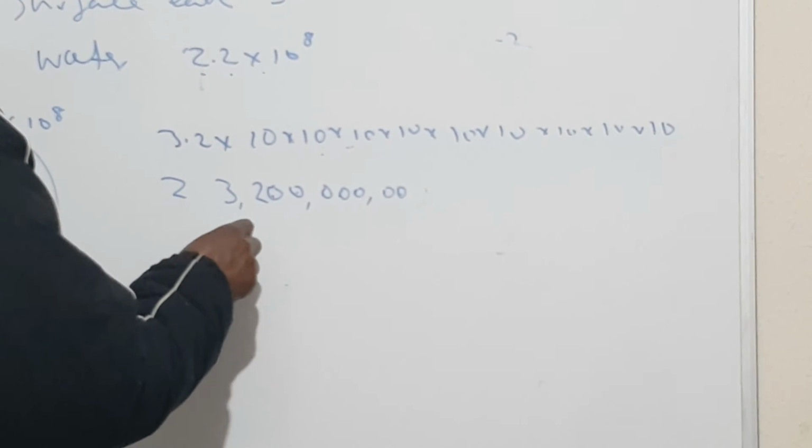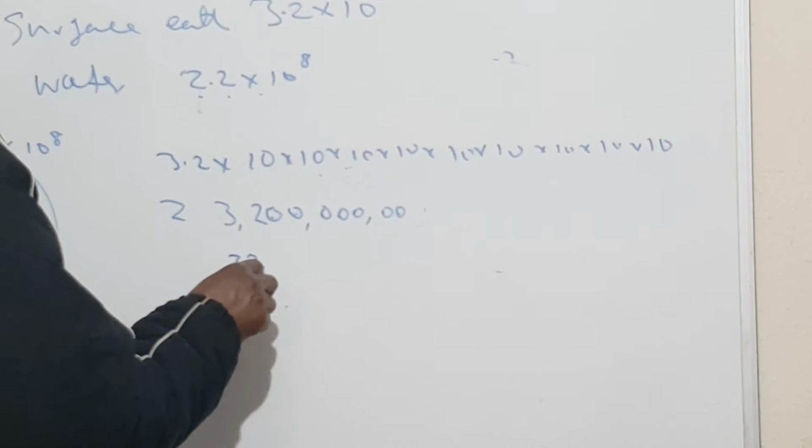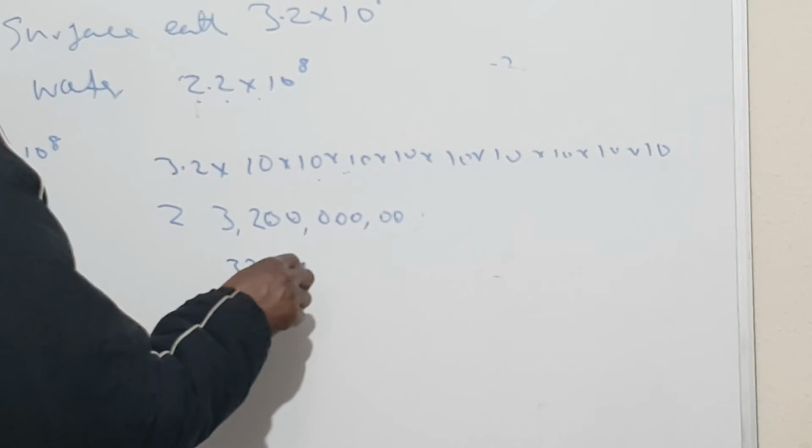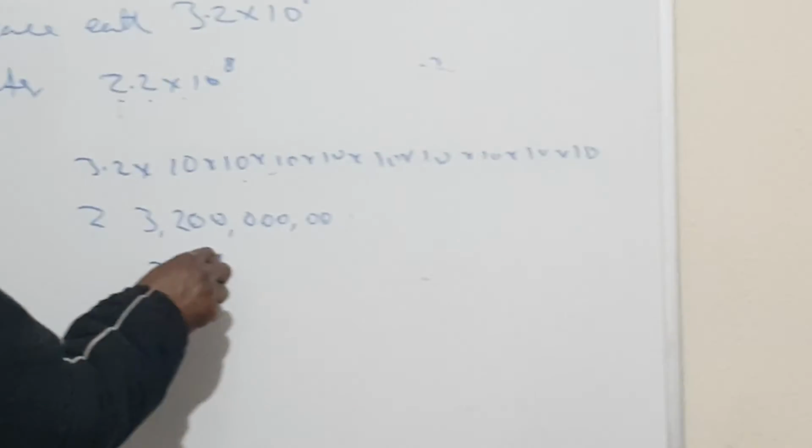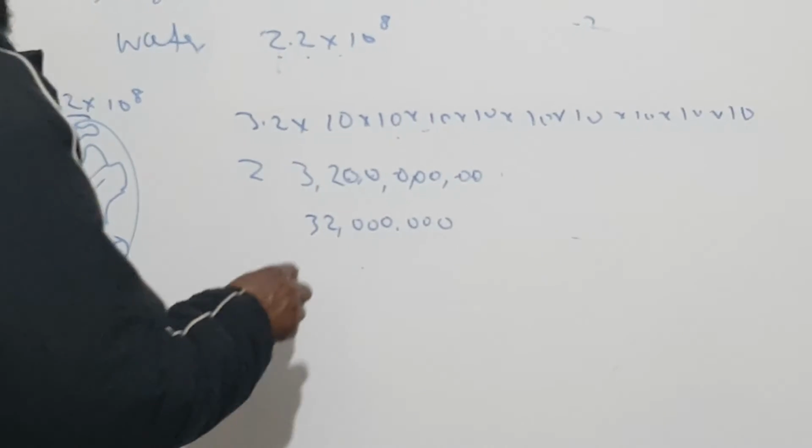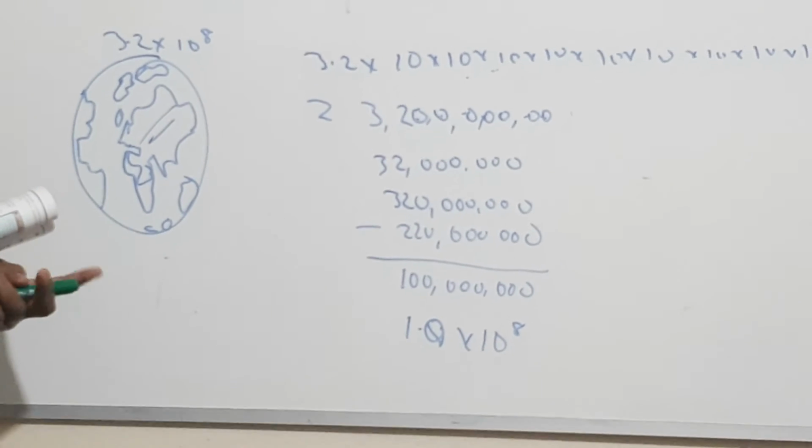So what will that be? That will be 32 billion. Eh? Million. 32 million. Billion is 8 zeros. 220 million. So that's 320. Percentage of the Earth's surface is not covered by water.